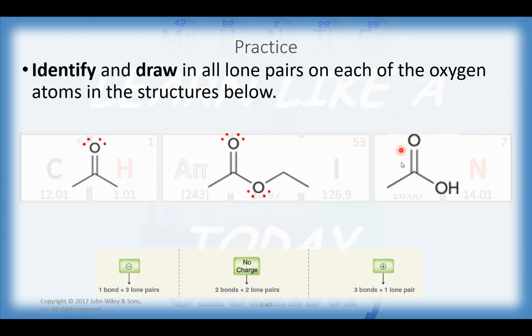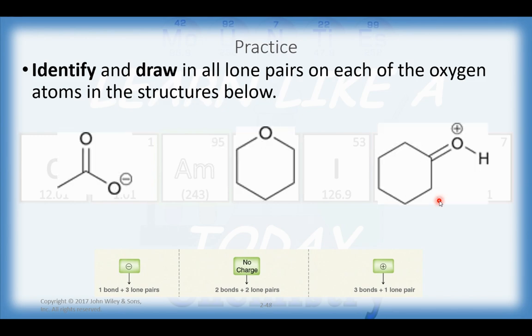Looking at the last one, again, C double bond O, that carbonyl group. We know there's going to be two lone pairs on it. And this oxygen, which is connected to hydrogen, there's two bonds there. So once again, two lone pairs. Here are some more examples. So if you want to pause, try these, and then restart the video to check your answers.